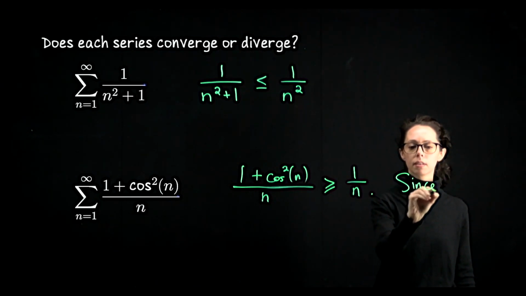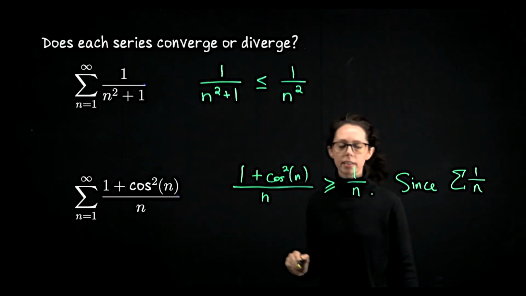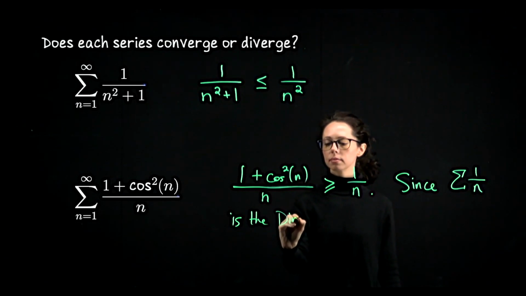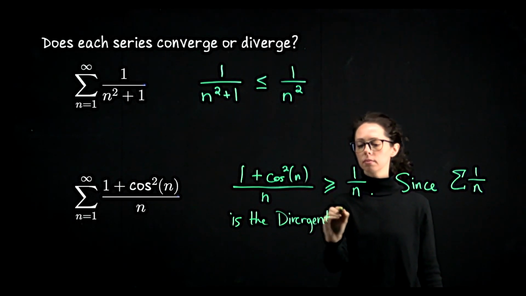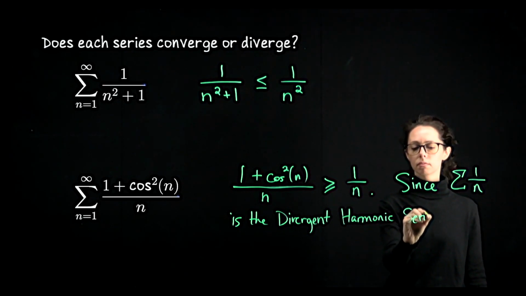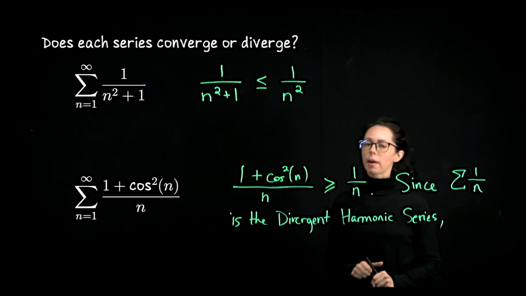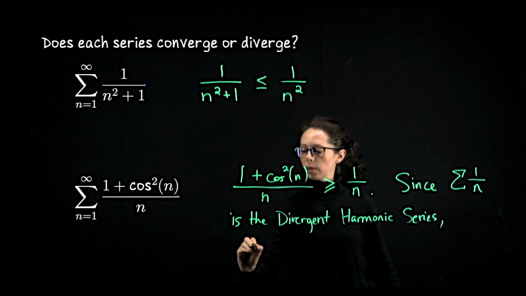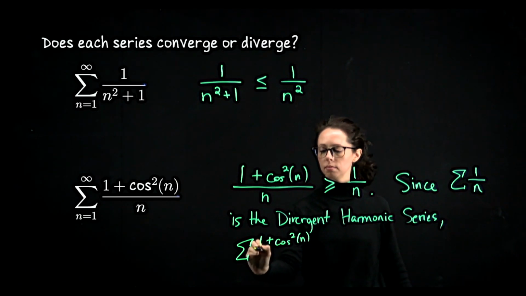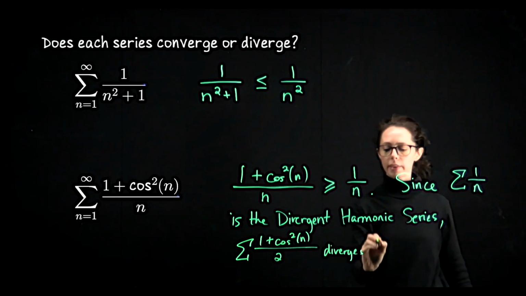Since I'm going to leave off indices, the series 1 over n is the divergent harmonic series. Then the series that we're trying to analyze diverges by the ordinary comparison test. So I'll say this series diverges by the OCT.